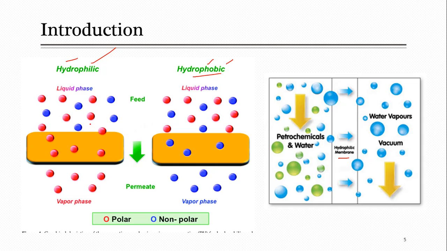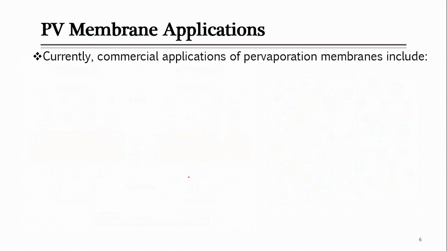In both cases, the feed enters, passes through the membrane, and on the other side is converted to vapor. Again the same phenomenon applies here, where you apply vacuum. PV stands for pervaporation membrane, and these pervaporation membranes are used for various applications.